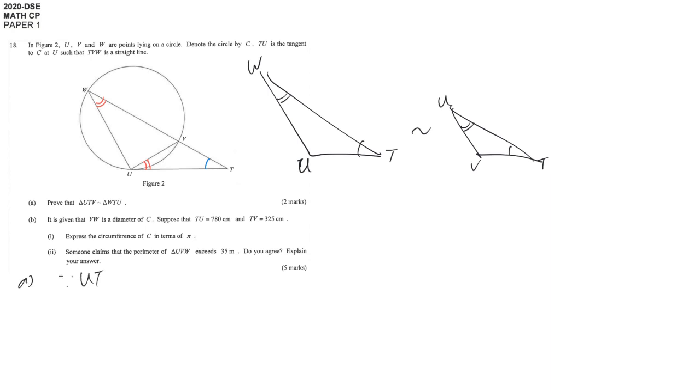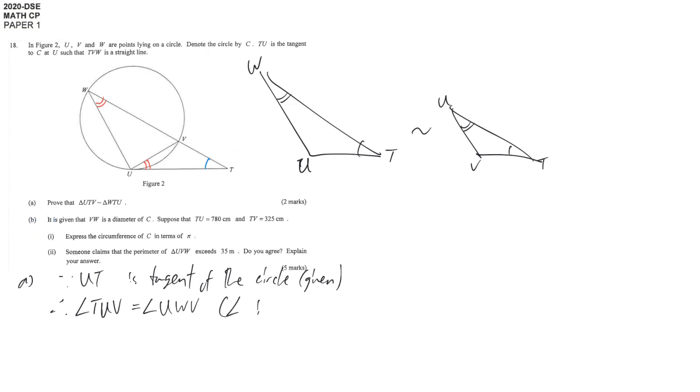since UT is tangent of the circle, given, therefore angle TUV is equal to angle UWV. The reason, we need to write down the reason because this is a proof question with this command. The reason is angle in alternate segment.